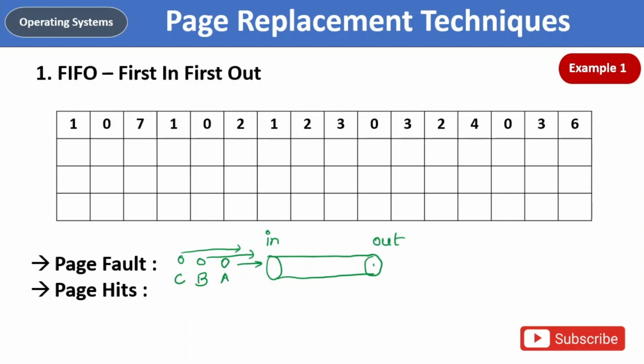and then which will come out first? A will come out first. After A, B will come. Next after B, C will come. That is, who will be sent in first, they will exit first. That is, they will be taken out first. So this is the concept which we will be using to solve this problem.